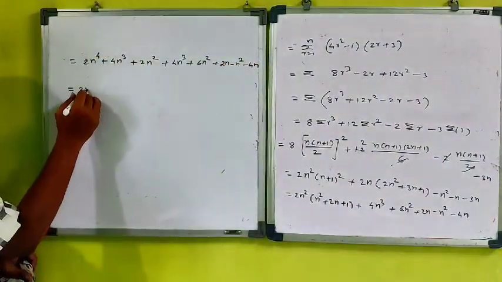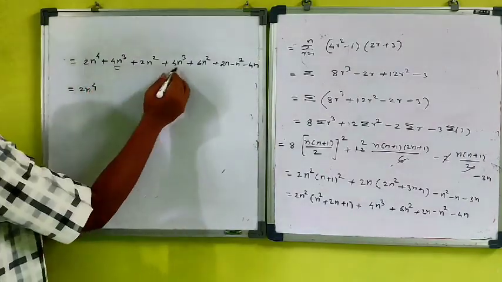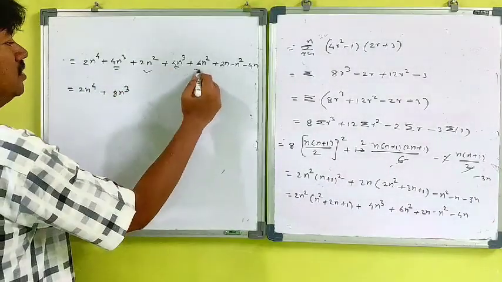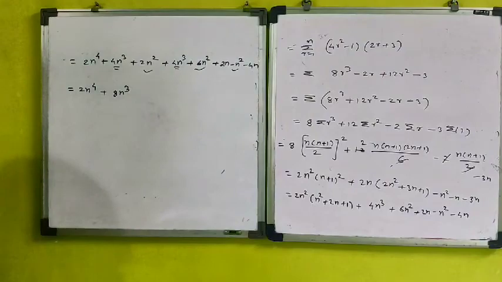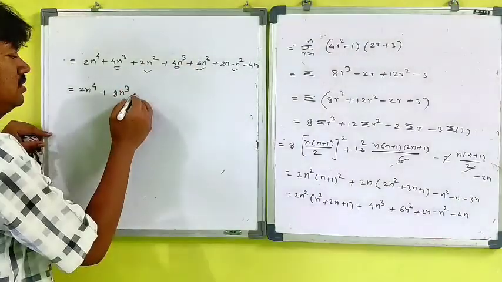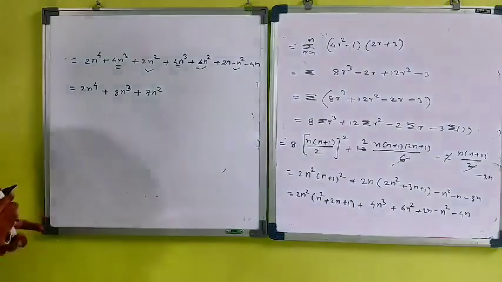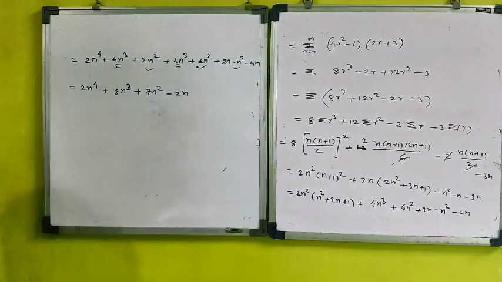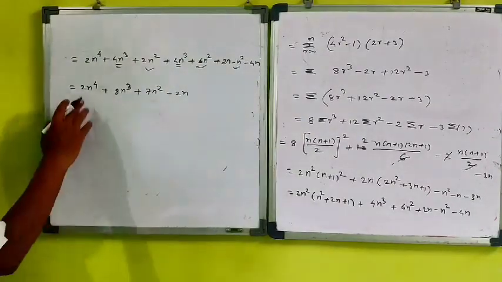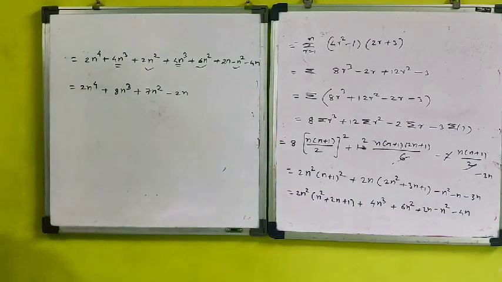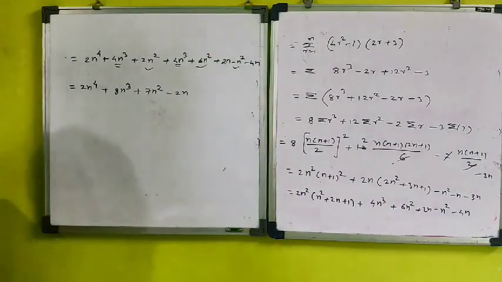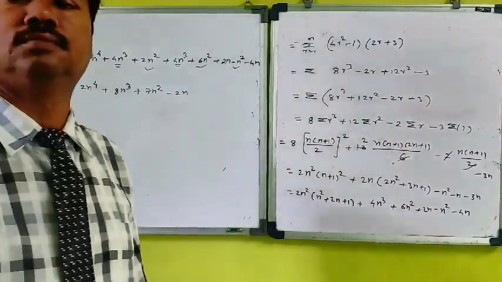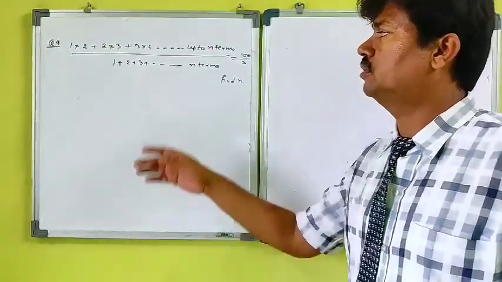So this 2n raised to 4, n cube has 4n cube, this becomes 8n cube, square has this and this. So what is this? It is 7n square, because 2 plus 6 is 8, minus this becomes 7n square. And in n, what remains is 2n minus this, so that is minus 2n like this. So this is the final answer for this expression here. Yes, so next question, question 9 here.